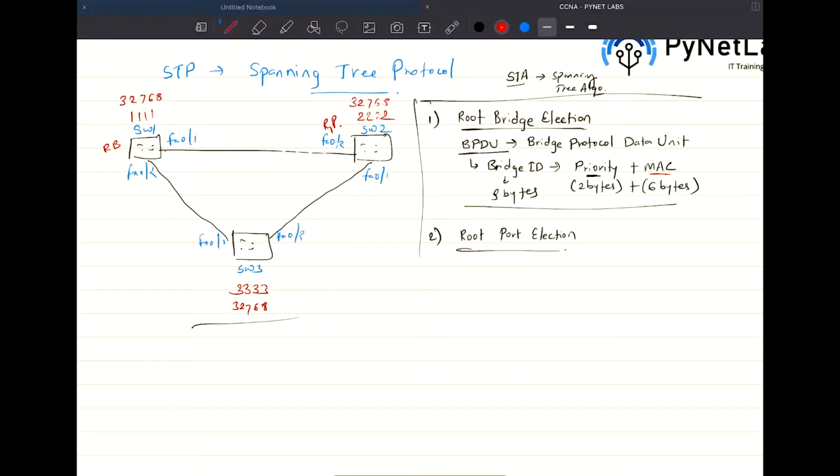Now, what is going to be the root port of switch 3? Is it going to be FA0/1 or FA0/2? FA0/1, correct? Because it has the lowest distance. So you have root port as your FA0/1.